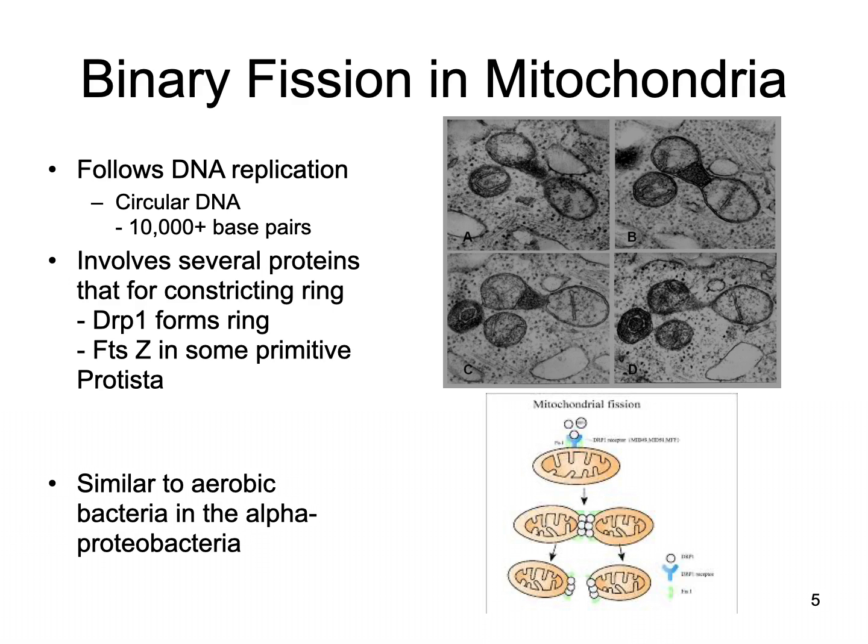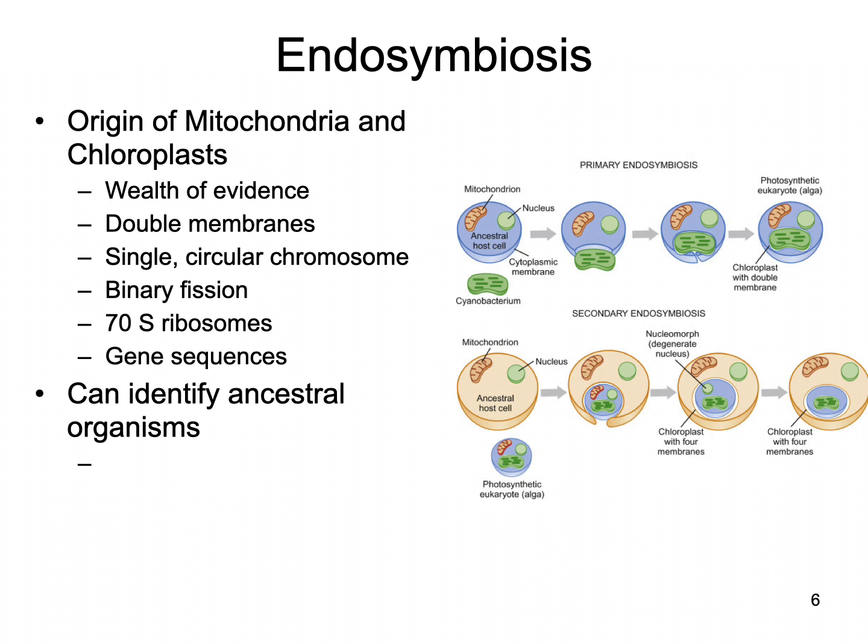And again, this is very similar to a particular group of bacteria. These are aerobic organisms in the alpha proteobacteria group. Here I show, in the upper picture, mitochondria in the process of having that constriction and dividing, and the lower one is the diagram. So what we think is that we've got a good piece of evidence for the endosymbiotic origin of mitochondria and chloroplasts. And I should say there's a whole lot of evidence for this.